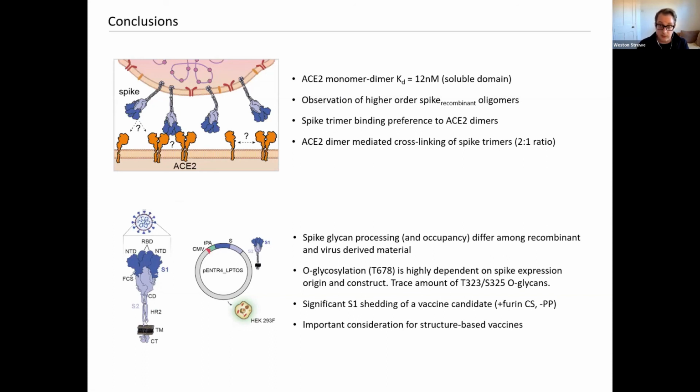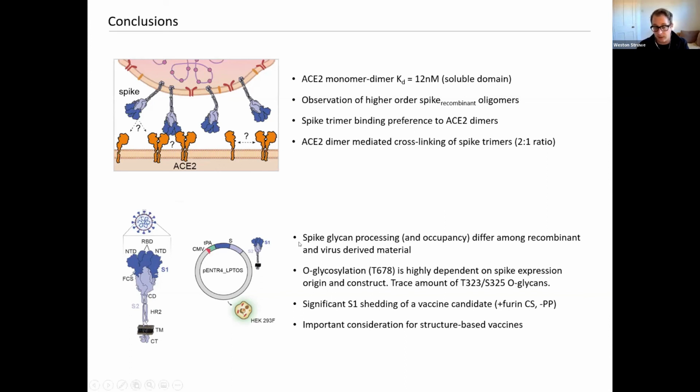We can see higher order spike-ACE2 complexes, and that's consistent with some cryo-EM structures, as I highlighted from the work earlier. It does appear that the spike preferentially binds ACE2 dimers, and this is something that we're working to confirm. And then the cross-linking is most certainly occurring, and we think this may be happening in a ratio of 2 to 1 ACE2 dimer to spike. And we're trying to confirm this both in vitro and from a few in vivo assays we have.